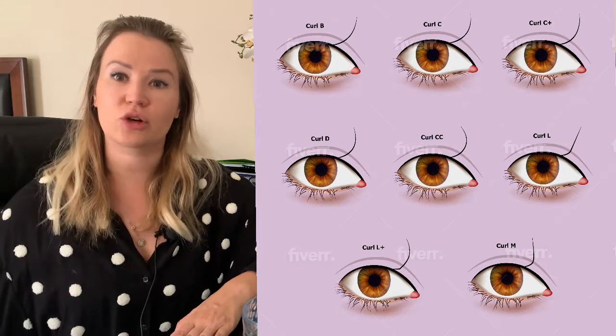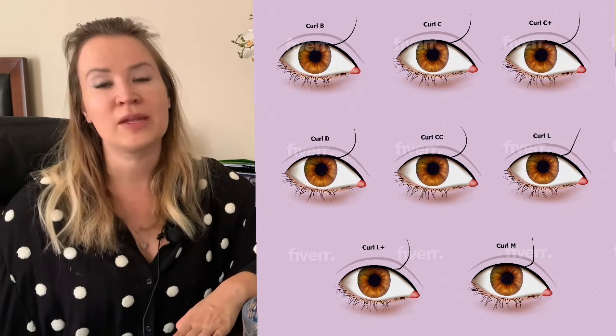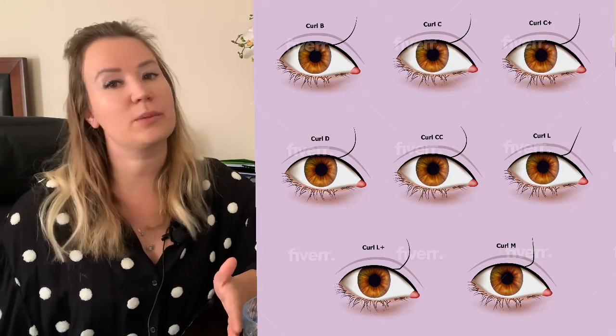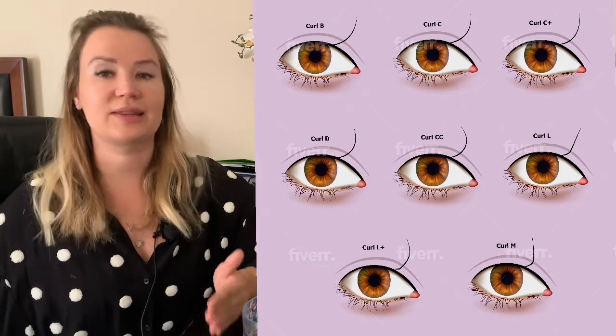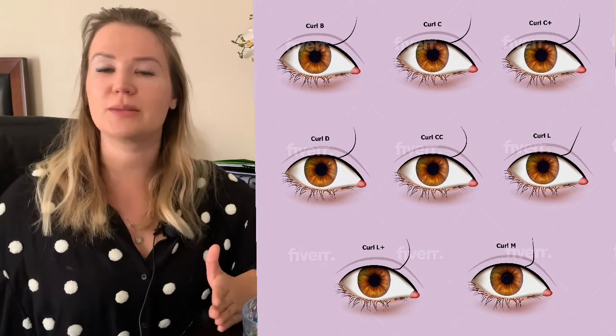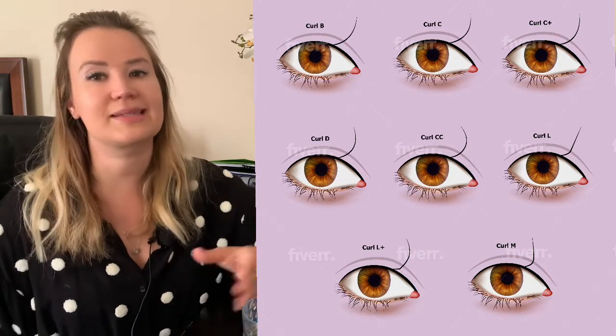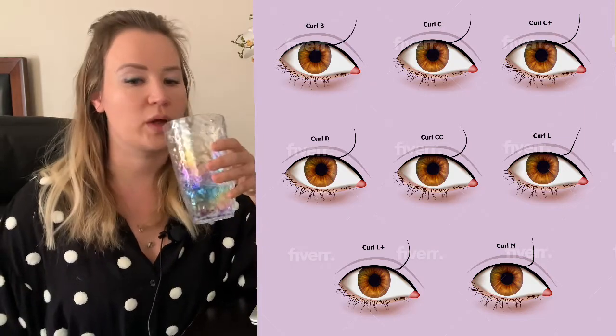Then the next curl is the CC curl. The CC curl is a little bit curlier than the C curl, but less curly than the D curl. So it's like that curl in between. Sometimes it's also called the C plus curl as well.